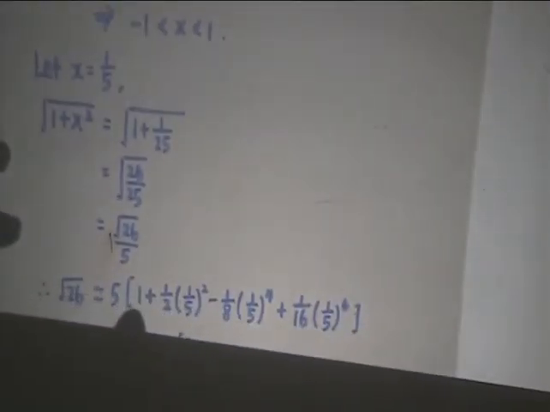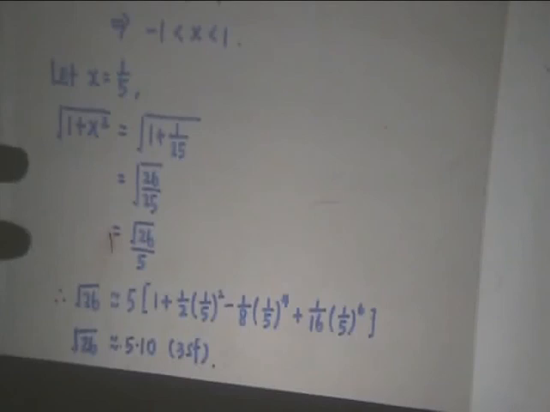So what I can do is bring the 5 over and multiply it by the expansion with the substituted value of x equals 1 over 5. Because we are not using the plus dot dot dot anymore, I use the approximately equal to sign. Calculating this side, you can see that square root 26 is approximately equal to 5.10 to 3 significant figures.